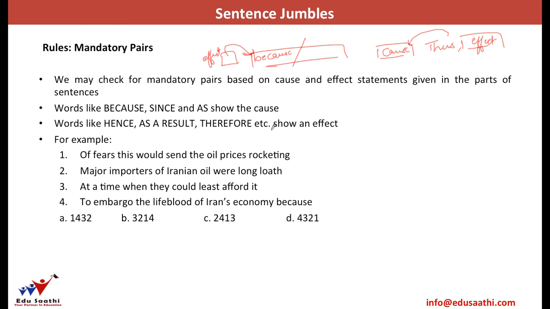I see a because in the fourth option, which is towards the end. So this is the effect. Why? Because is placed in the end. If there was a phrase that started with because, that phrase would have been the cause, right? So this is the effect, and I have to find some cause for this effect. And in this option number A, I find the cause for this effect. So the sequencing must be 4 and 1, right?